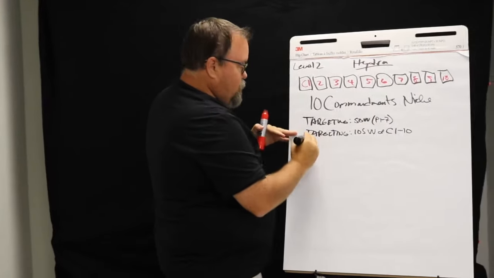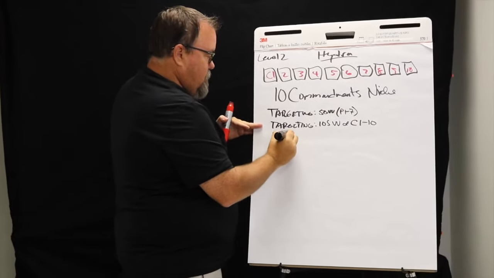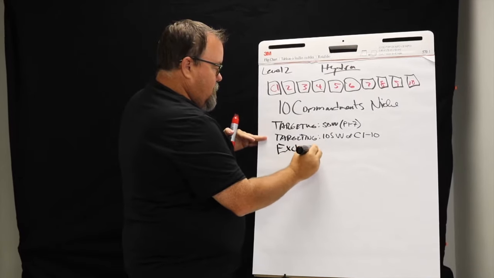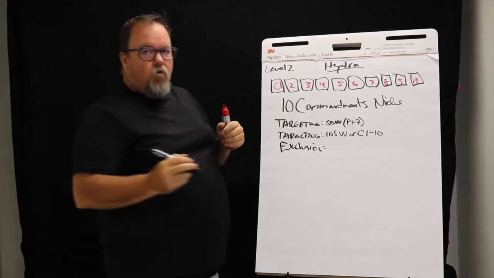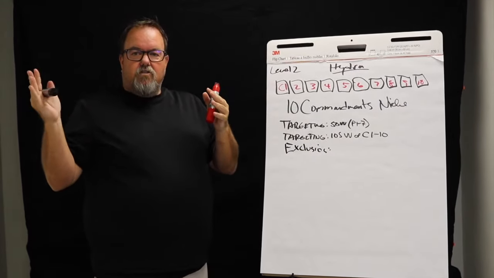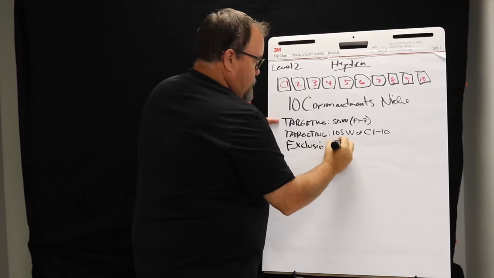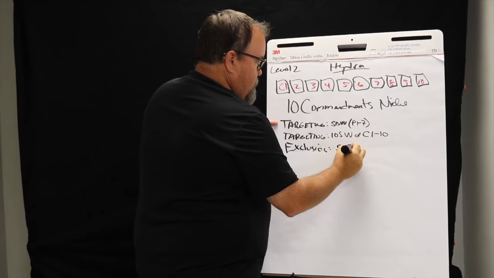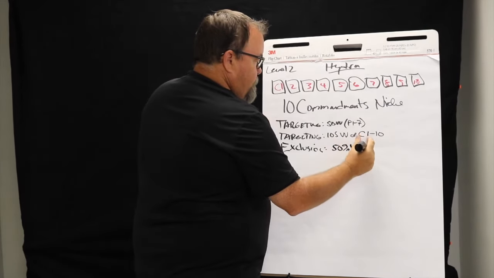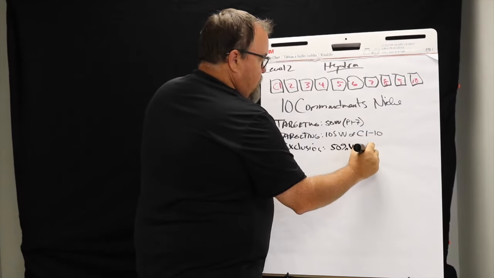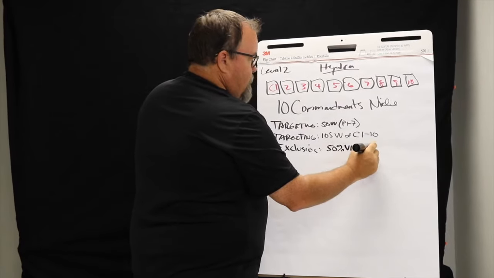And then the exclusion here is going to be the same exclusion that you ran in the first one. It's going to be a 50% video view of C1 through 10.